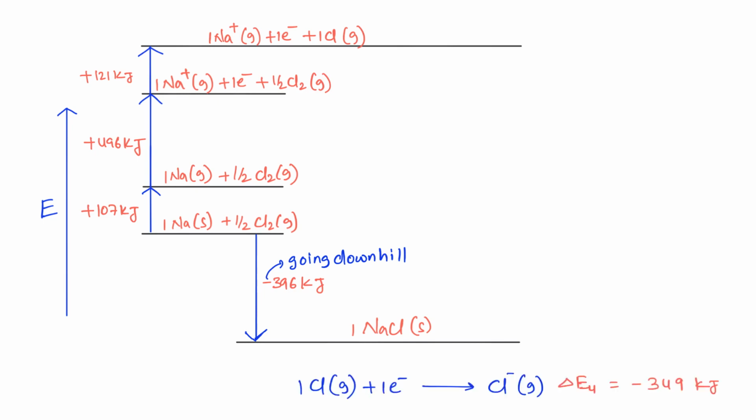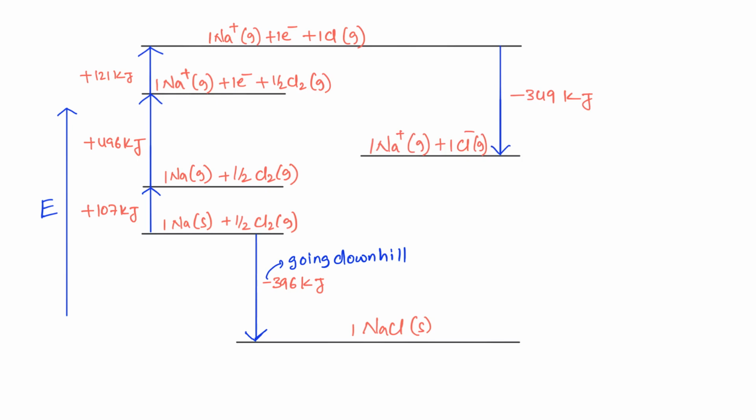Next, when 1 mole of gaseous chlorine atoms gains an electron to form gaseous Cl minus ions, the reaction mixture releases 349 kilojoules of energy. Again, the negative sign represents that we are going downhill in terms of energy.